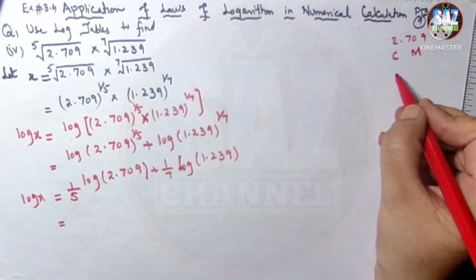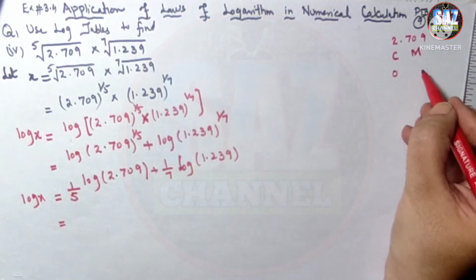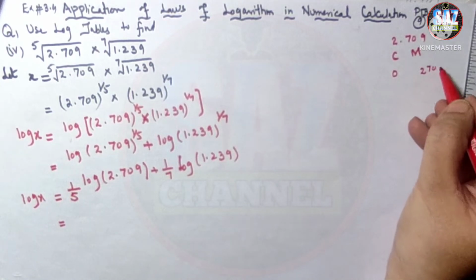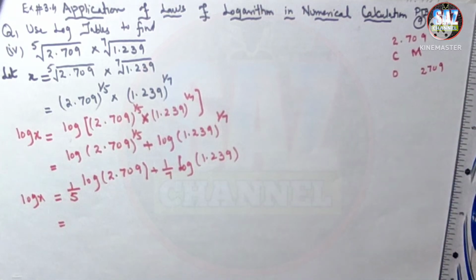And for the mantissa, what we have to do is make it four significant figures, 2709, and then I have to hold the book and locate 27 in the column of 0. Let me reach the log table.